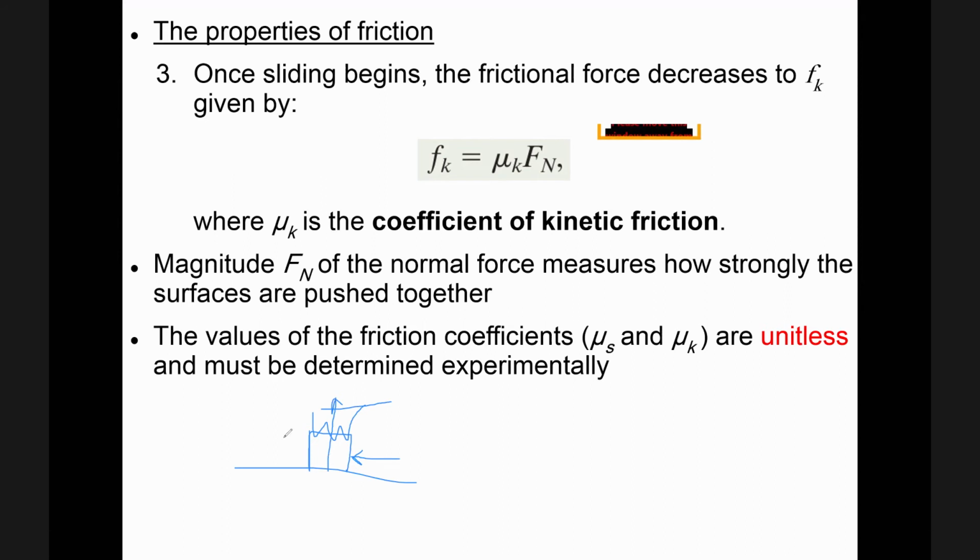Here we said the values of the frictional coefficients mu_s, static, and mu_k, kinetic, are unitless. By the way, usually mu_s is greater than mu_k. In most surfaces mu_s is greater. In questions you will always see them give you mu_s, for example, 0.4, and mu_k will be 0.3. So usually the coefficient of static friction is greater than the coefficient of kinetic friction.